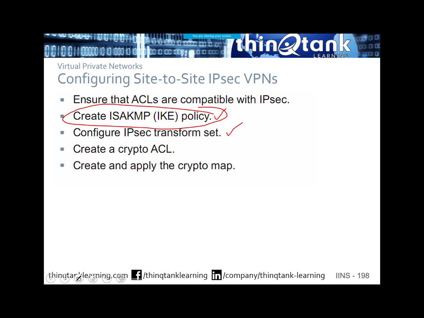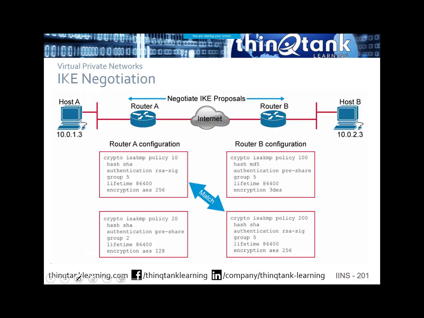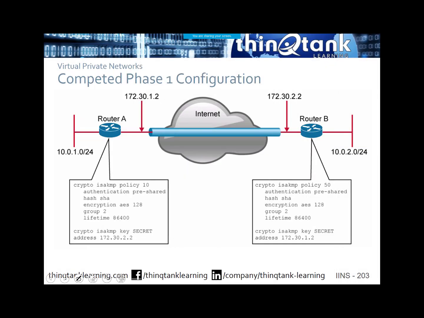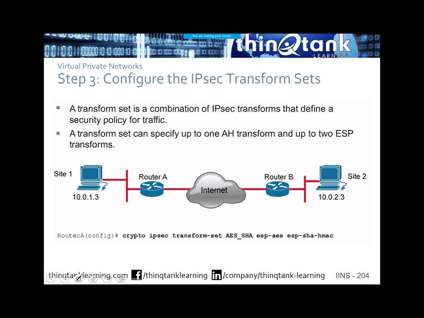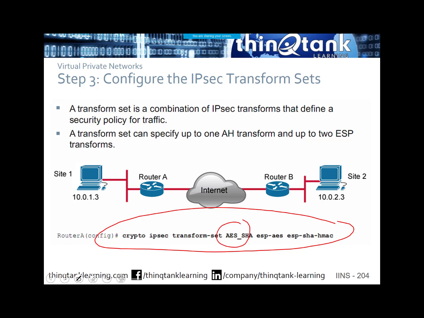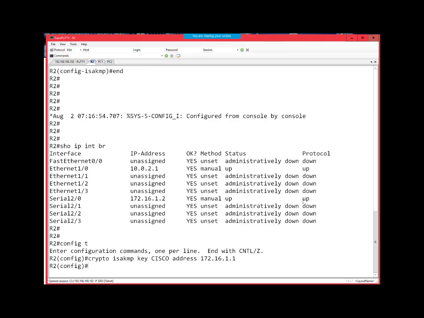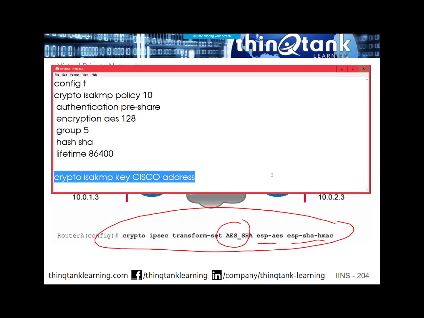So now we're on step number 2, which is to configure our IPsec transform set. Again, this is what we're going to be doing in the second phase of encryption. So global command, crypto IPsec transform set. We give it a name, whatever name we want, and we specify the bulk encryption and the hashing process that we're going to use for phase 2. We're going to use AES and SHA-HMAC. So let me go ahead and put this in the notepad document.